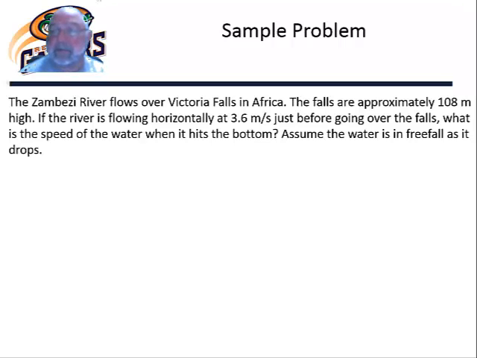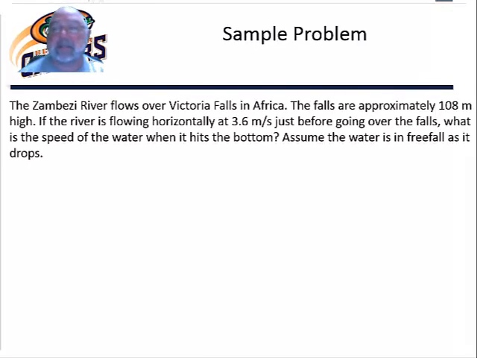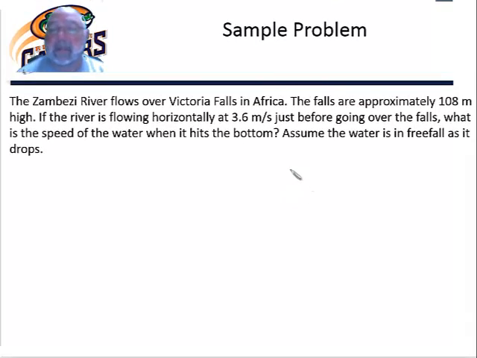Okay, let's first draw a picture that helps us visualize the problem. I usually just draw it as a cliff and say that the water is going that way, perfectly horizontal, at 3.6 meters per second. Let me clean that up a little bit. And the falls are 108 meters high.